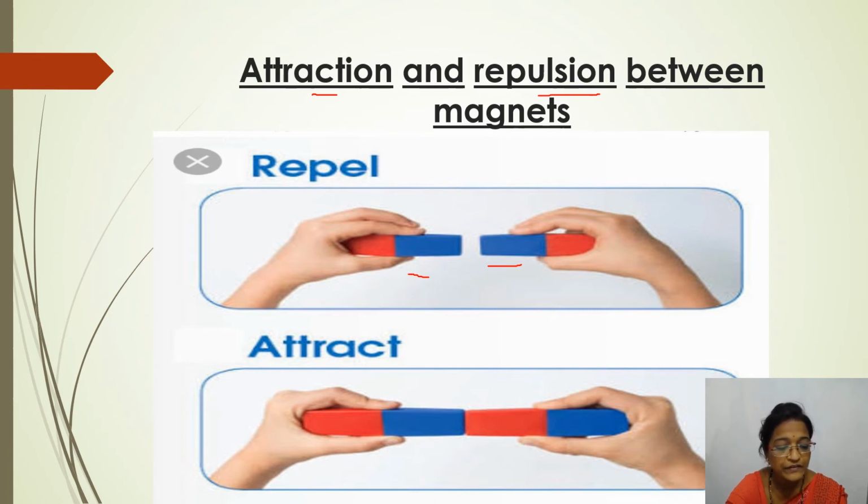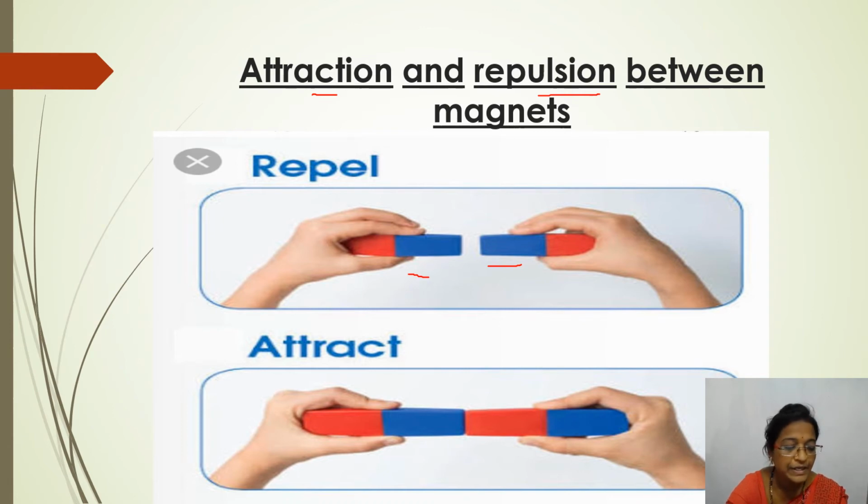What do we feel? Either it may be attraction or it might be repulsion. When we place two magnets in such a way that the north pole of one magnet faces the north pole of the other magnet, what happens?